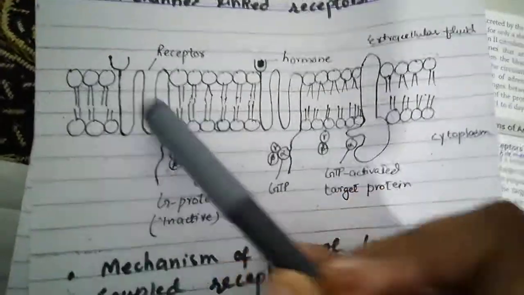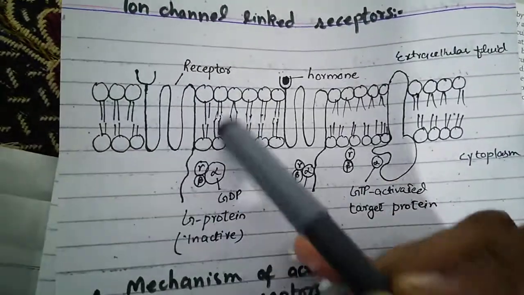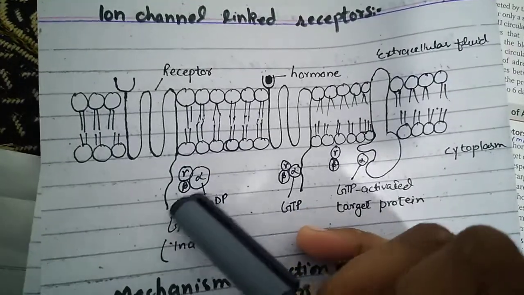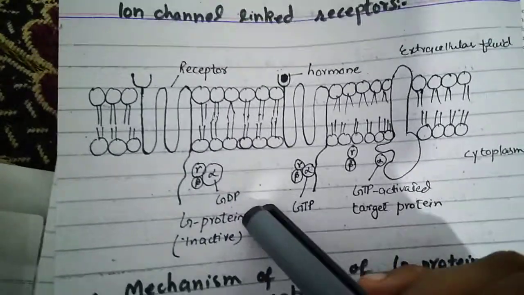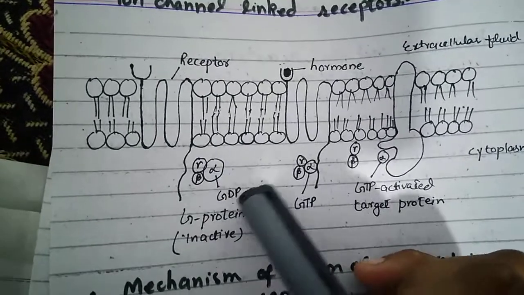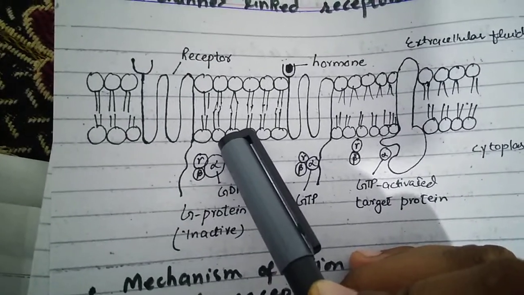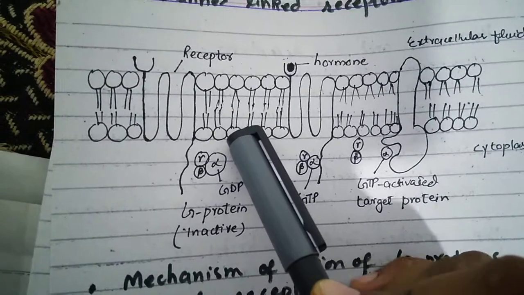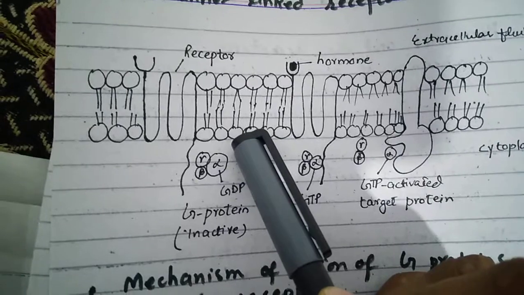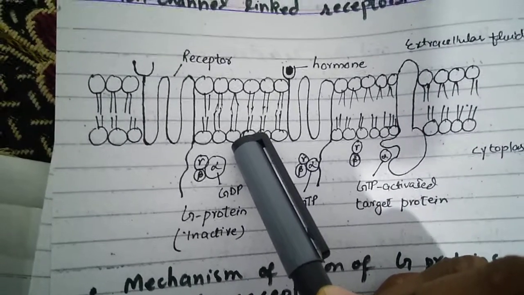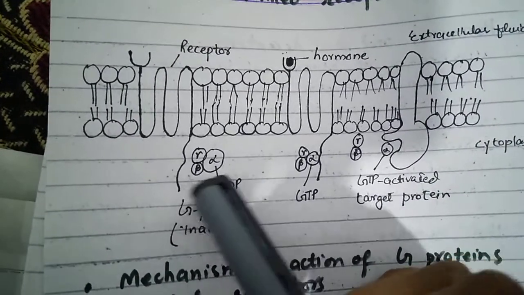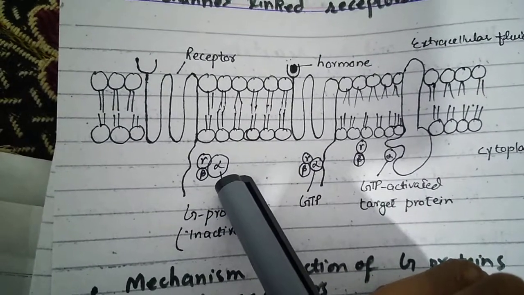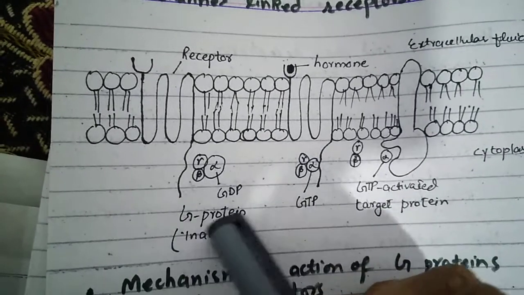Here you can see that the receptor is present. Some part of the receptor is present outside the plasma membrane, and some part of the receptor is present inside the plasma membrane. Okay, this is the G protein. It is responsible for the activation of the ion channels or activation of the enzymes. It is collectively known as the heterotrimeric GTP binding proteins, abbreviated as G proteins.